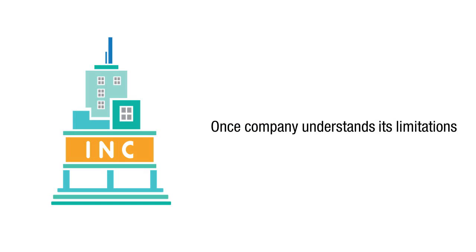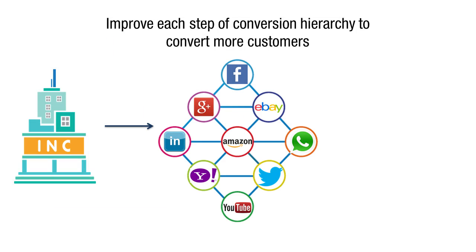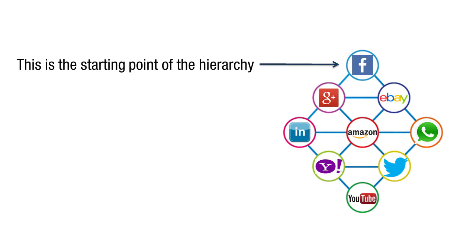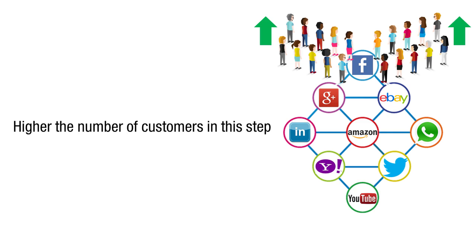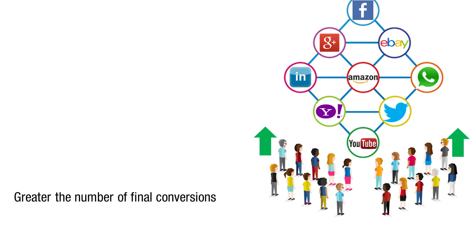Once the company understands its limitations, it then needs to determine how to improve each step of the conversion hierarchy to convert more customers. There are two main activities involved in this process. Increase the number of customers in Step 1. This is the starting point of the hierarchy. The higher the number of customers in this step, the greater the number of final conversions. Increasing this number can be achieved primarily through two methods.